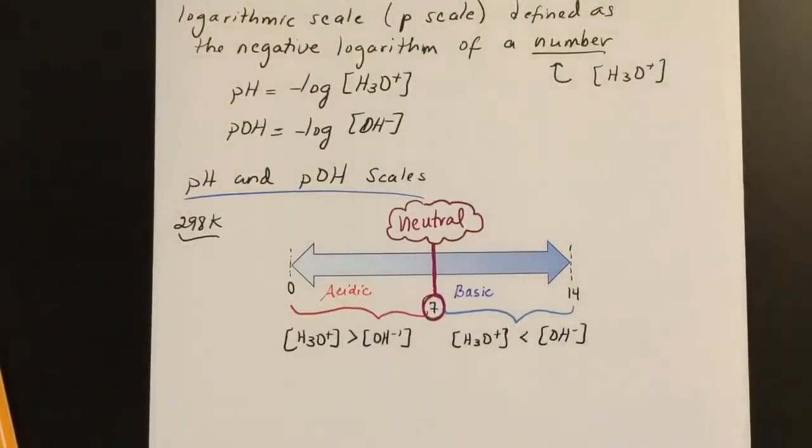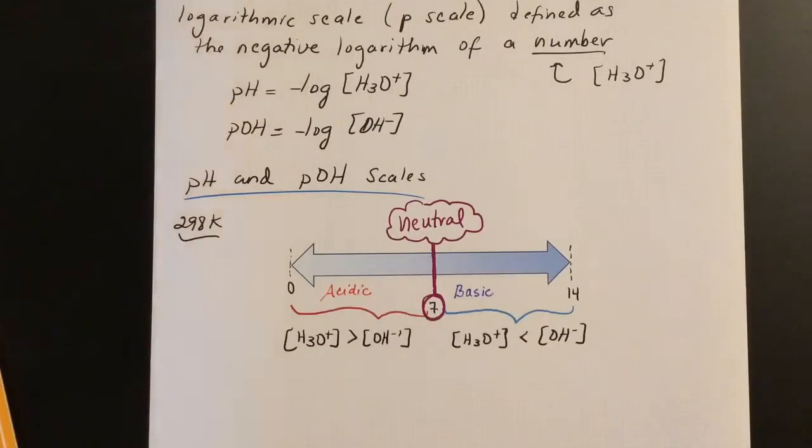basic substances. So when a substance is basic, what you have is a concentration of hydroxide greater than the concentration of hydronium. If the concentration of hydronium in solution is going down, it's because the concentration of hydroxide is increasing. They are related to each other.